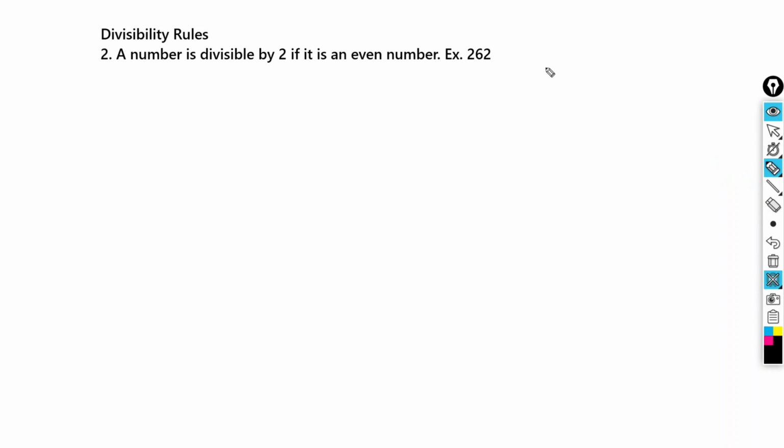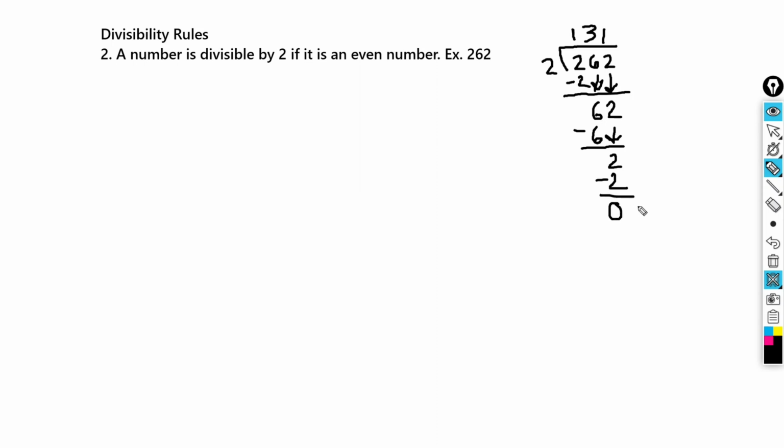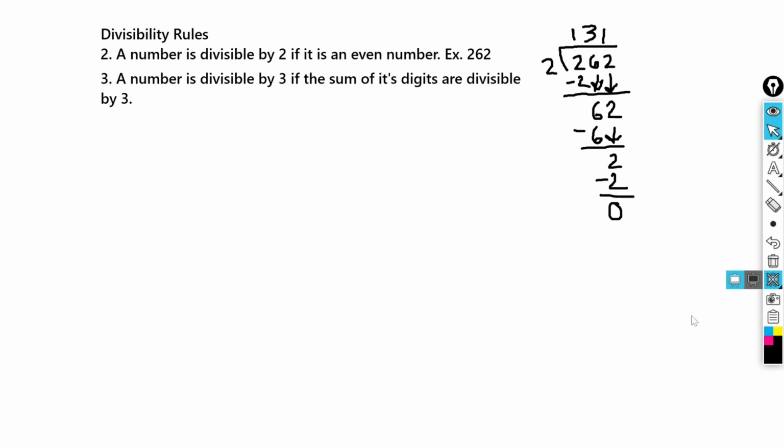If I take 262 and divide it by 2, well, 2 goes into 2 once. We'll subtract 2 here. Bring down the 62. We get 62. 2 goes into 6 3 times. 6 minus 6 is 0, and then we bring down the 2, and 2 goes into 2 once. And you see we have a remainder of 0, meaning it's divisible by 2. All right? Okay, let's move to 3.